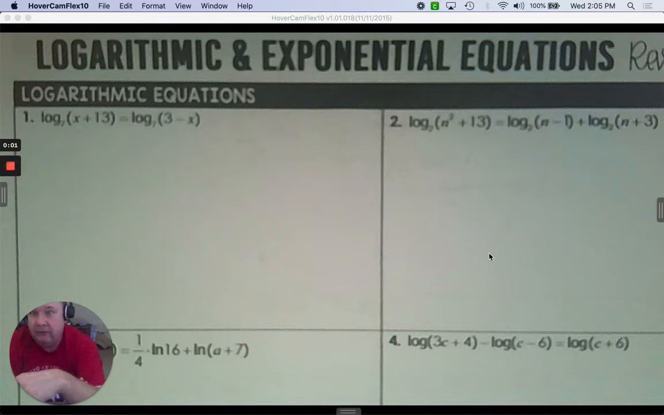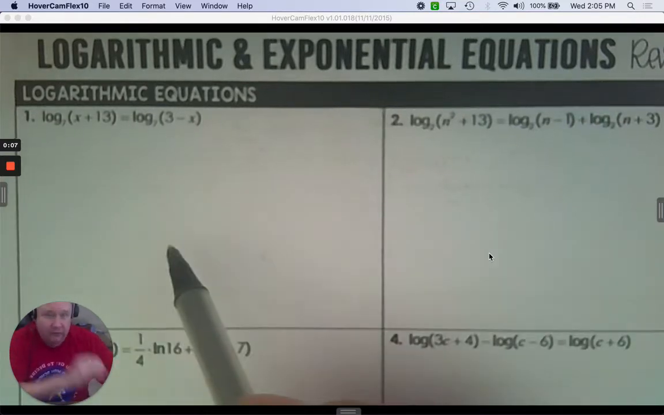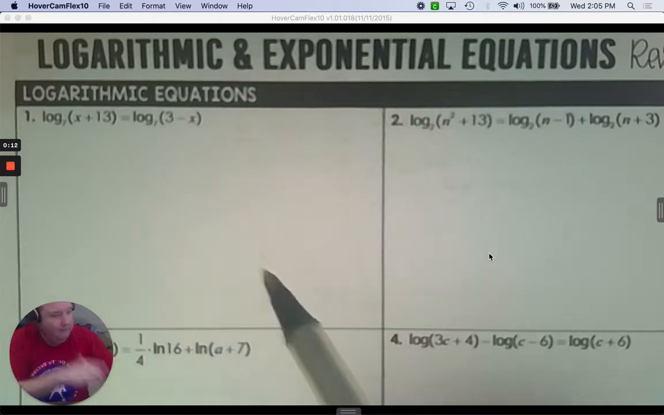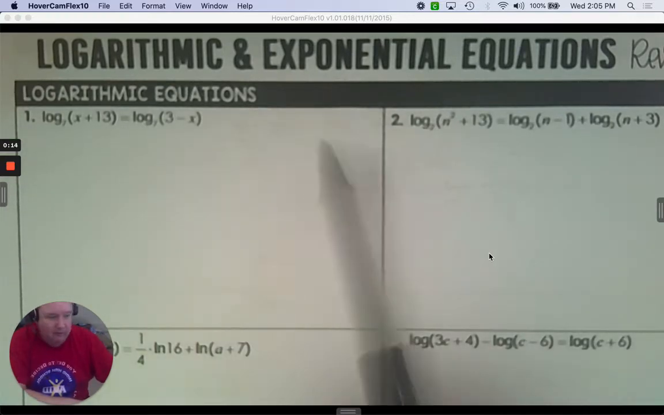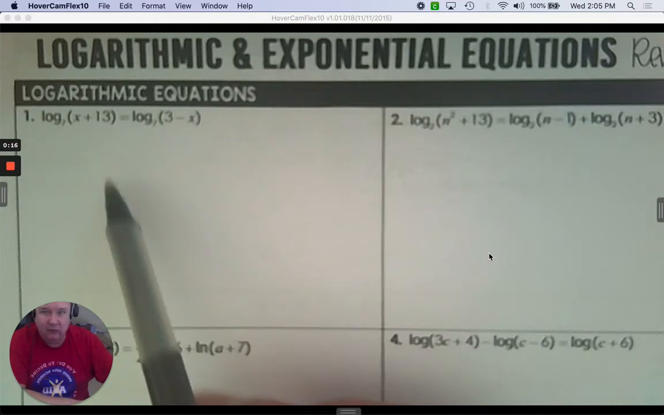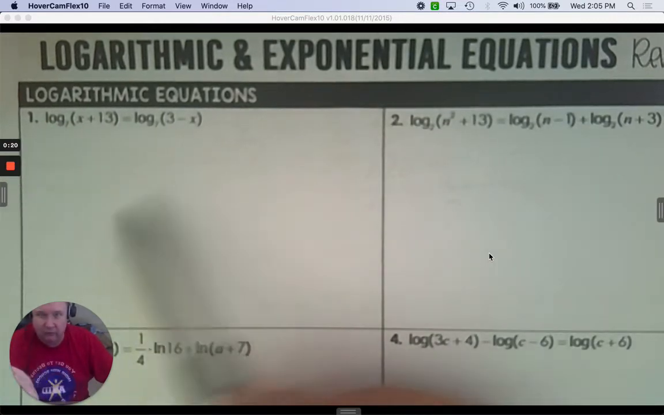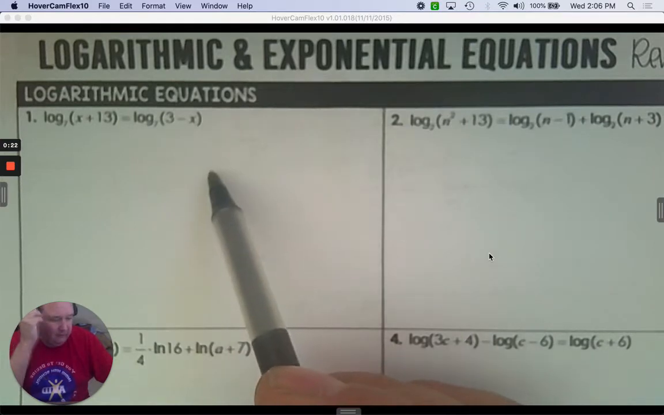All right, this is logarithmic and exponential equations. This is a review of how to solve equations that are logarithmic or exponential equations that need logarithms. And so practice is what makes perfect, right? This is what's going to make you stronger. The best way to practice this always is for you to do it first and then press play to see if you did it correctly.